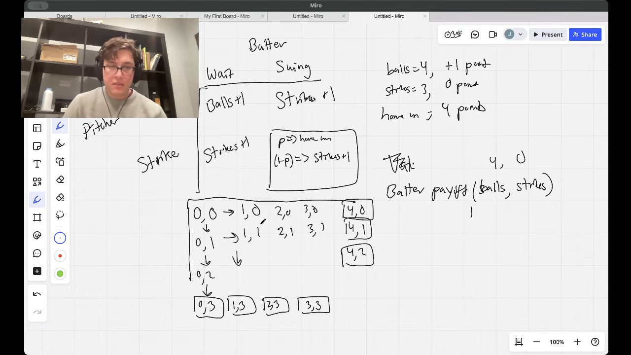So we have some base cases, of course. If it's equal to 4, then we return 1. If the strikes is 3, then we return 0. However, if neither of those base cases apply, then we go through this calculation to find y, and then we return this big thing.